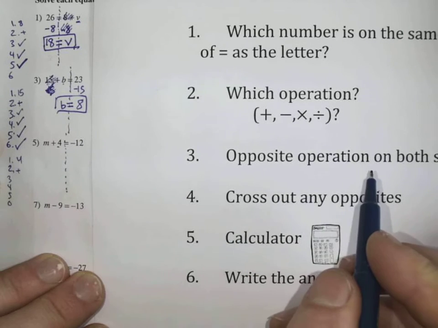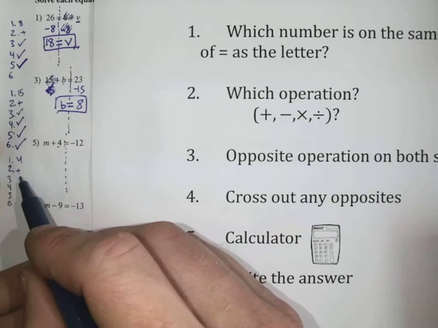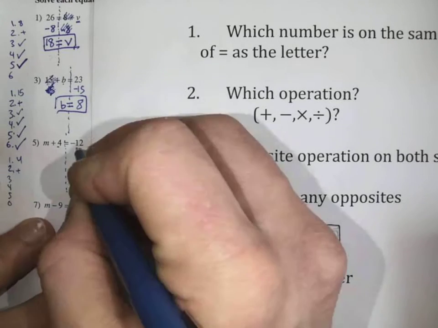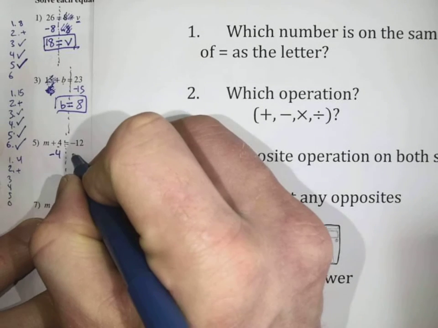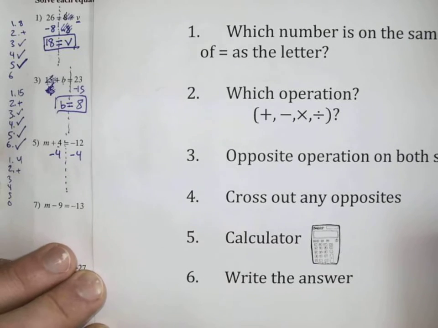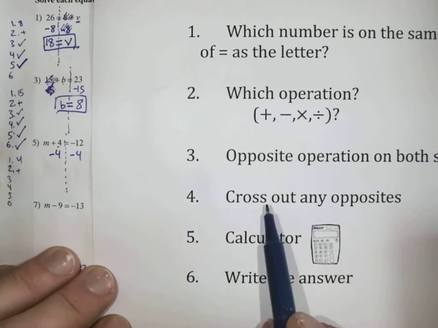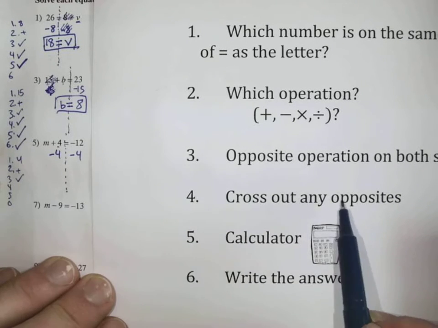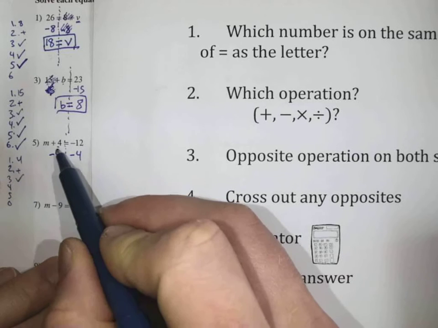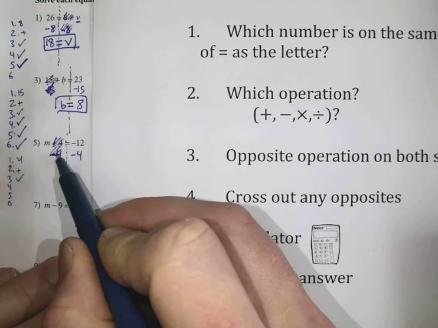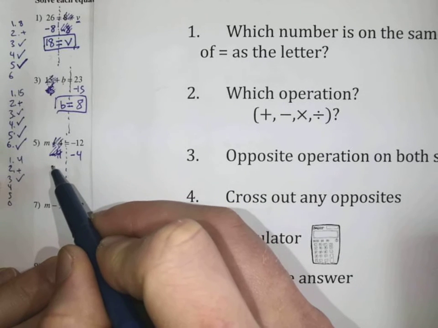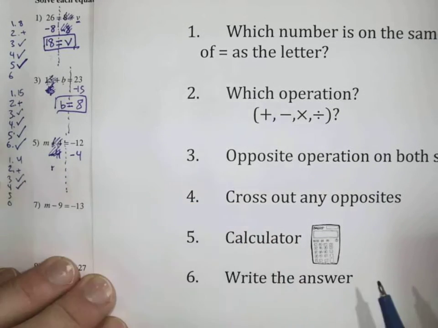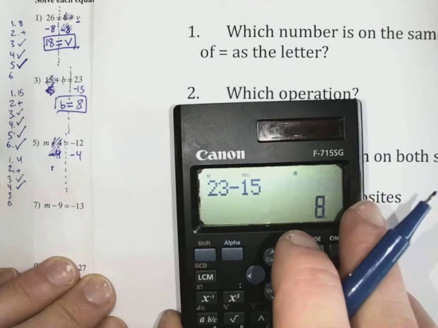So what's the opposite operation of adding 4? It's going to be taking away 4. So we're going to take away 4 from both sides. Okay, so it's done. Cross out any opposites. Okay, so we have a plus 4, take away 4. Those cancel each other out. And then we're going to use a calculator.